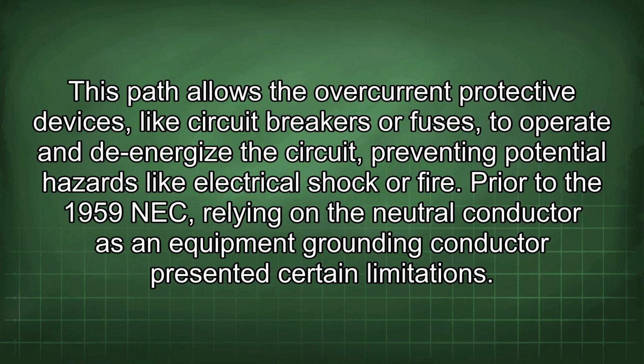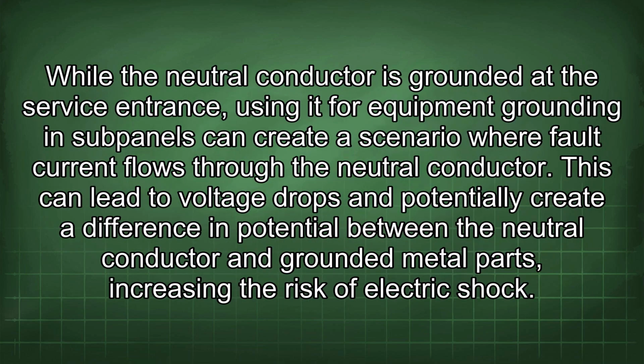Prior to the 1959 NEC, relying on the neutral conductor as an equipment grounding conductor presented certain limitations. While the neutral conductor is grounded at the service entrance, using it for equipment grounding in subpanels can create a scenario where fault current flows through the neutral conductor. This can lead to voltage drops and potentially create a difference in potential between the neutral conductor and grounded metal parts, increasing the risk of electric shock.